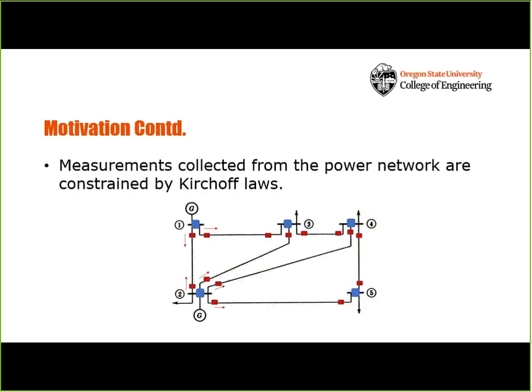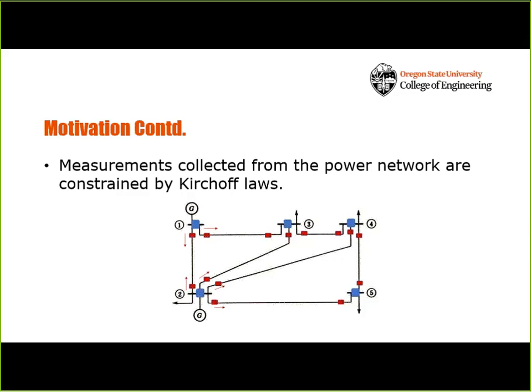If we look at the voltage phasor and current phasor measurements collected from the power network, they are constrained by Kirchhoff's laws. For an example, if we take a small power grid and the subsystem bus 1, bus 2 and bus 3, the voltages collected from bus 1, 2 and 3, together with all the outgoing current measurements in the connecting branches, should satisfy Kirchhoff's current and Kirchhoff's voltage laws. What this means is that a legitimate measurement vector coming from this power network should actually come from the solution space of this equation, which is governed by the physical law.